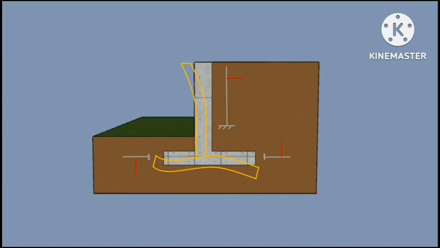The heel slab acts as a horizontal cantilever under the combined action of the weight of the retained earth from the top and the soil pressure acting from the soffit. The toe slab also acts as a cantilever under the action of the soil pressure acting upward.